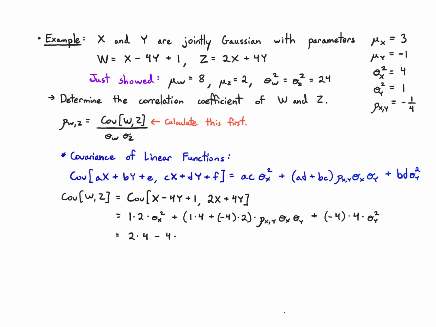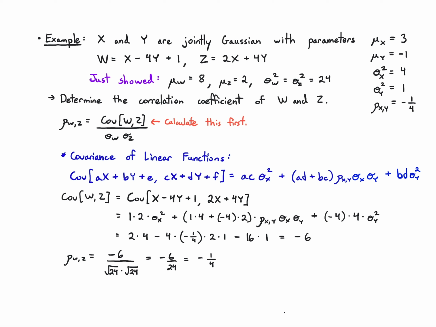Okay, so plugging in what we know, I get 2 times 4 minus 4 times minus 1/4 times 2 times 1 minus 16 times 1, and that's minus 6, which is fine. It can be negative, and that means that the correlation coefficient is minus 6 over square root 24 times square root 24, which is minus 6 over 24, which is going to be minus 1/4. Okay, so in this particular case, it turns out that the means changed and the variances changed, but the correlation coefficient stayed the same. And that is just sort of a coincidence of the example design on my part.